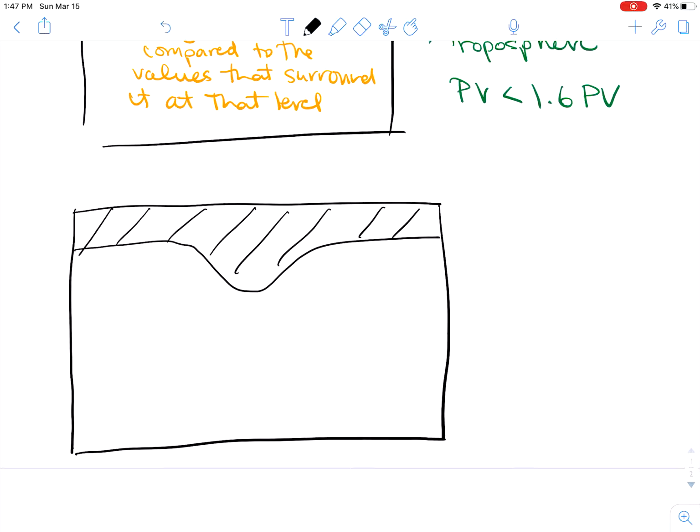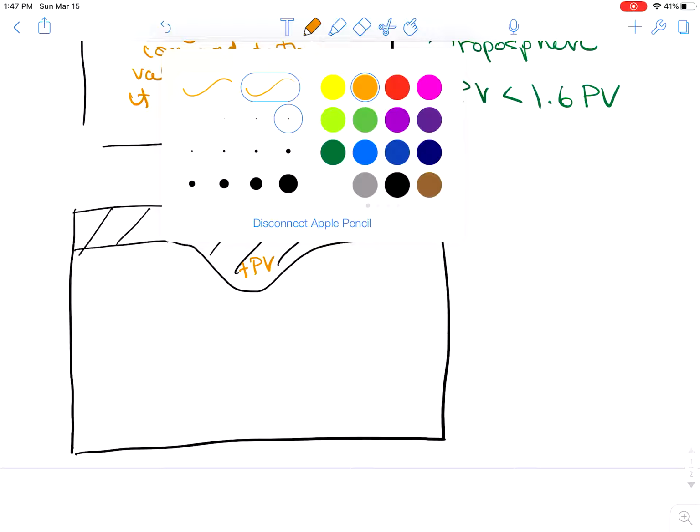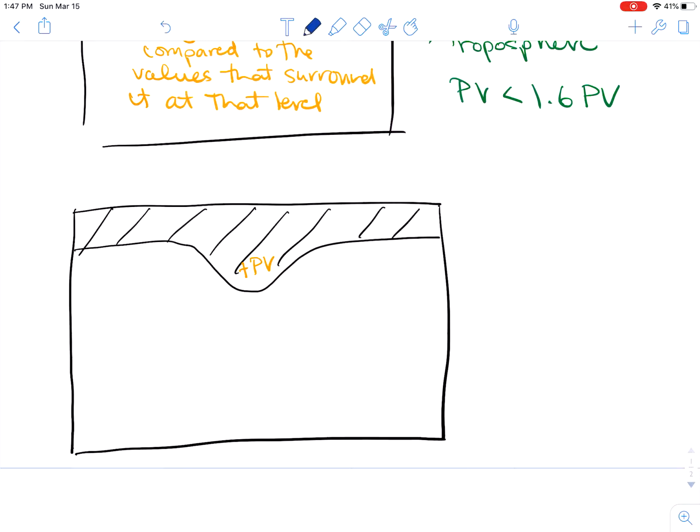And so if we're going to have a positive PV anomaly, plus PV, at a given level due to a vorticity anomaly, then we're going to need to signify that vorticity anomaly. And so we're going to indicate it here in this cross-section, X with a circle around it as going into the page, and a dot with a circle around it as out of the page.